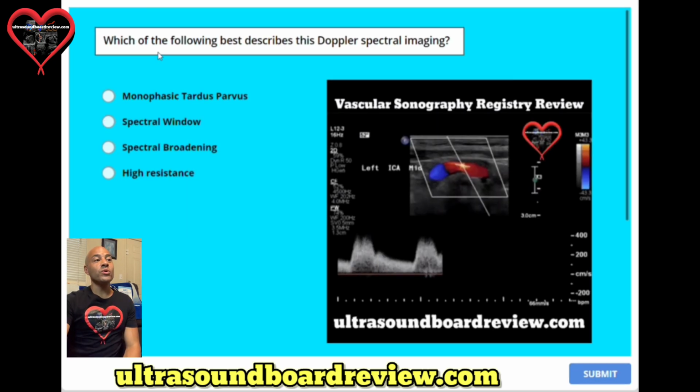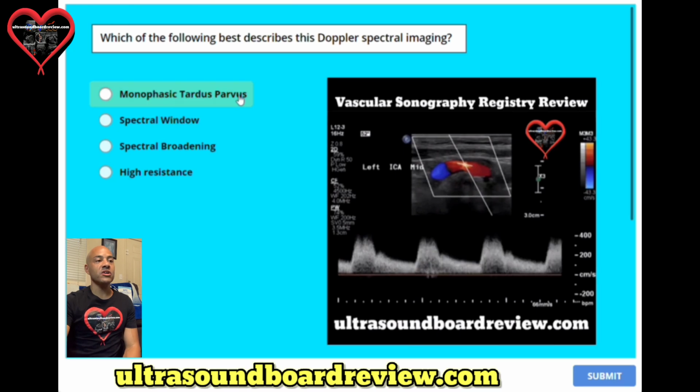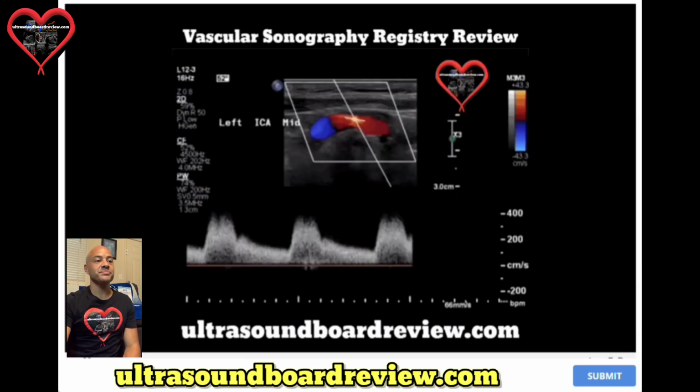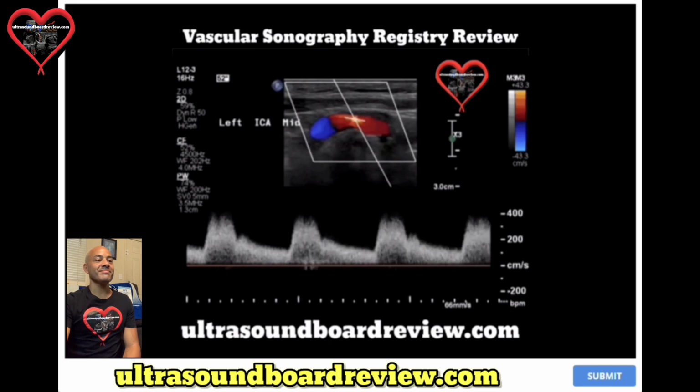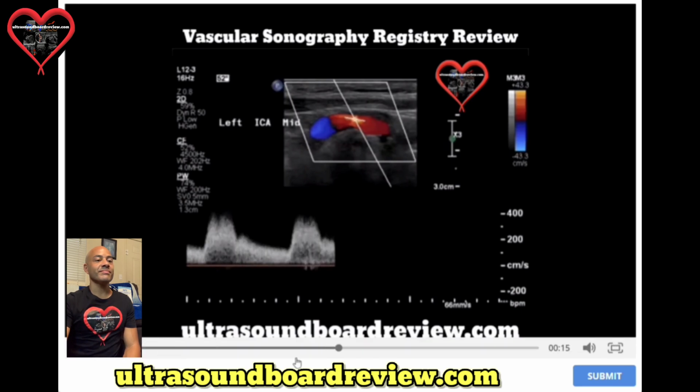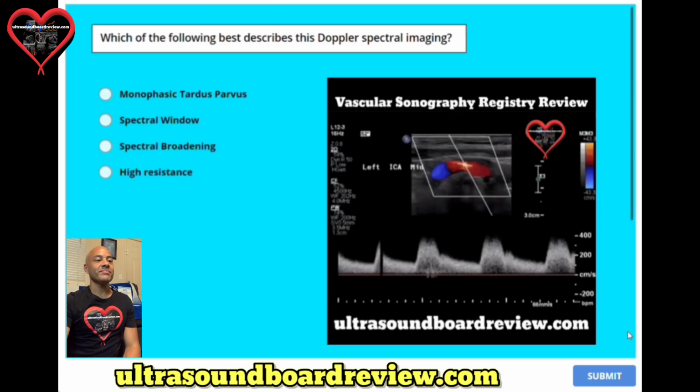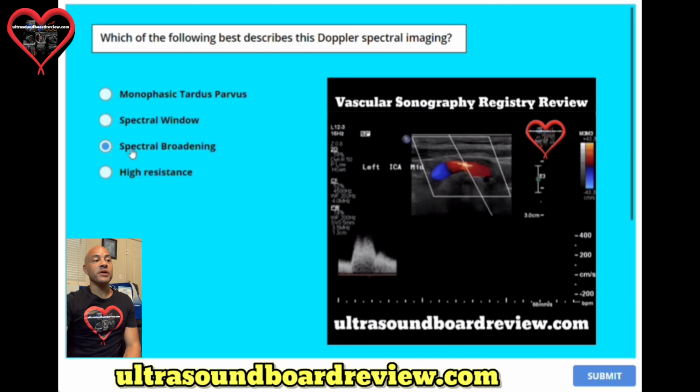Question 65. Which of the following best describes this Doppler spectral imaging? A, monophasic tardus parvus. B, spectral window. C, spectral broadening. Or D, high resistance? The answer is C, spectral broadening.